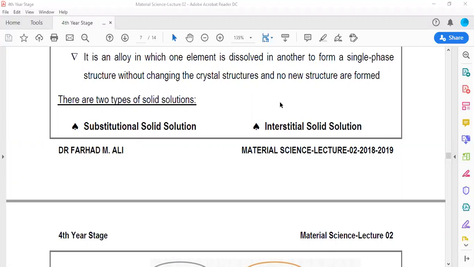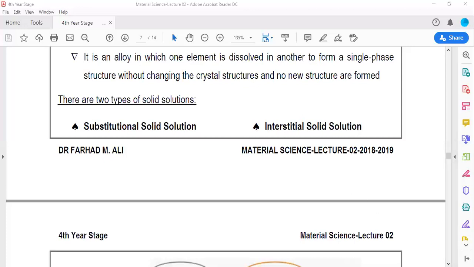And as we said before, solutions could be liquid state, or could be gases like air. It consists of nitrogen and oxygen, so it's a gas solution. And it could be solid solution. It means the solute and the solvent are both solids. In general, we're dividing the solid solutions into two types. The first type is called substitutional solid solution. Look at the word substitution. And the other one is interstitial solid solution. So we have two types of solid solutions.